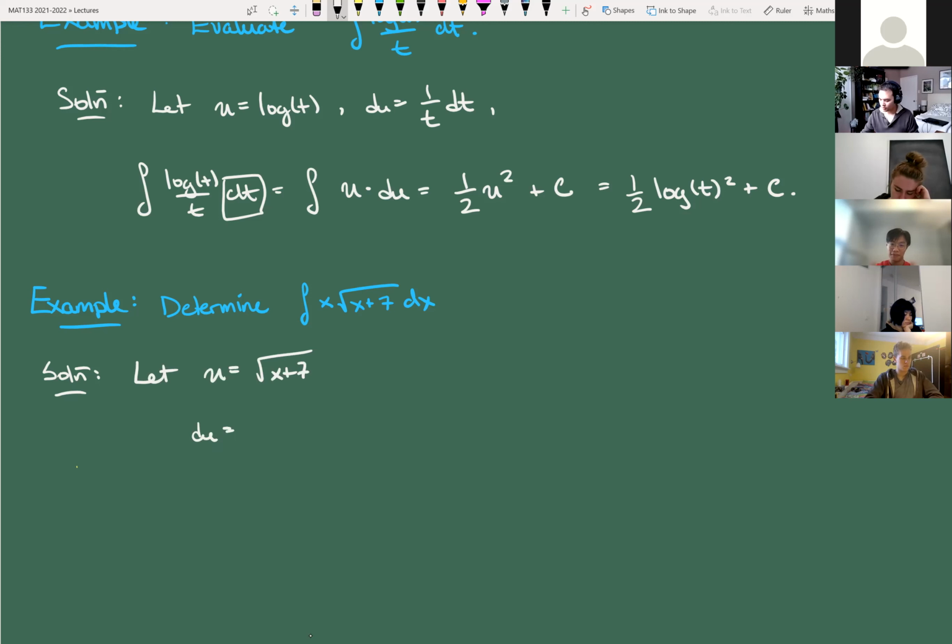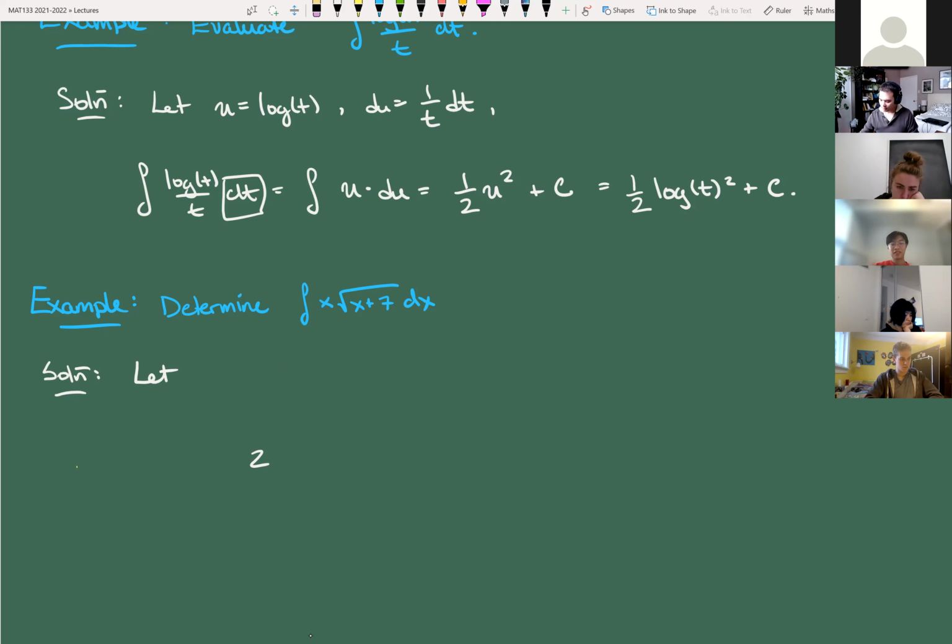So du is going to be what? 1 over 2 root x plus 7 dx. Okay, now what? Right, Rui, I like yours a bit more. So I think actually there is still a way that you can make this work, but it's actually going to be harder, right? So this is an okay substitution, but it's a little bit tough.